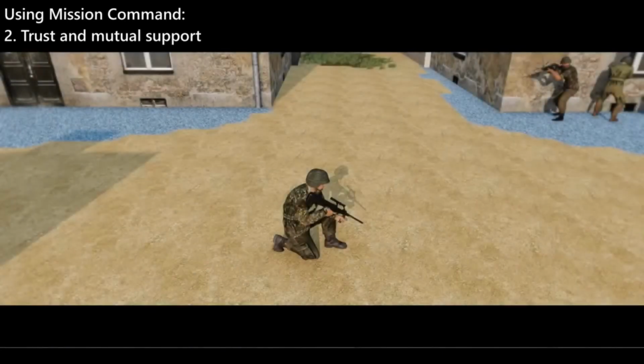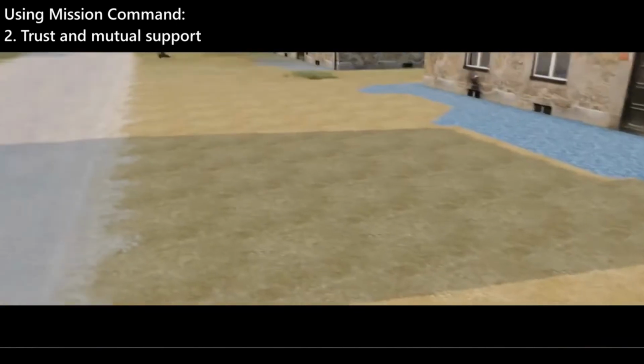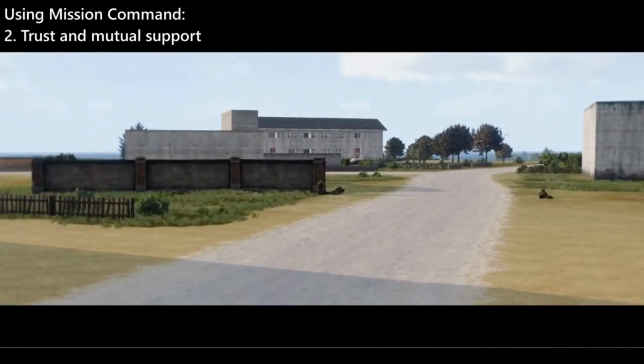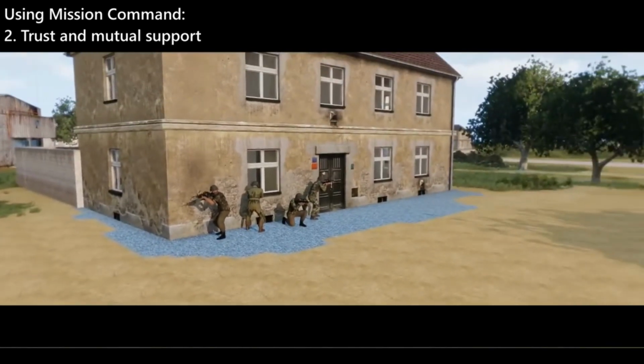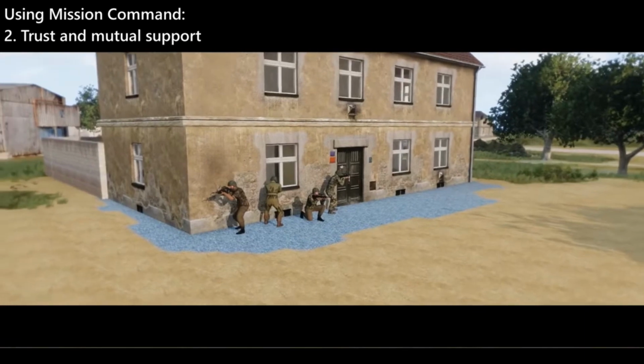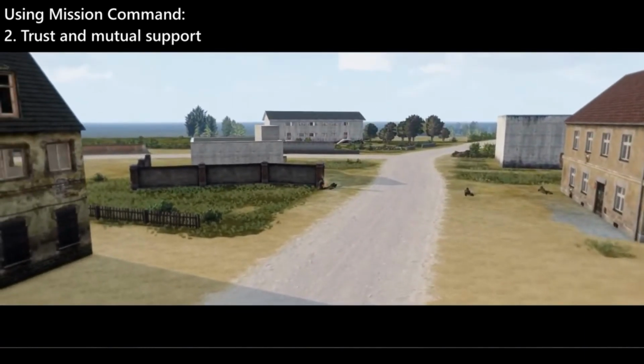Okay, so here you are again, the mission commander. In this scenario, you've got 2 squads. One of them is providing a blocking force over to one side, while the other squad are stacking up and waiting to breach into a building. When your blocking force takes contact with the enemy, this is now about trust and mutual support.